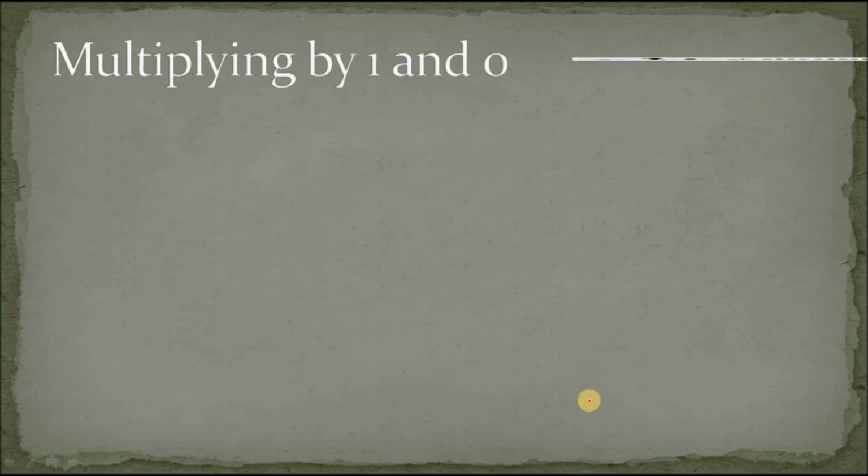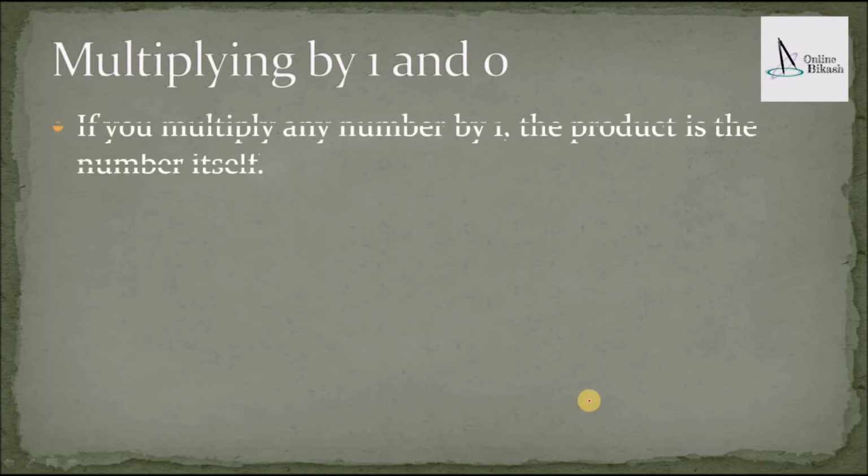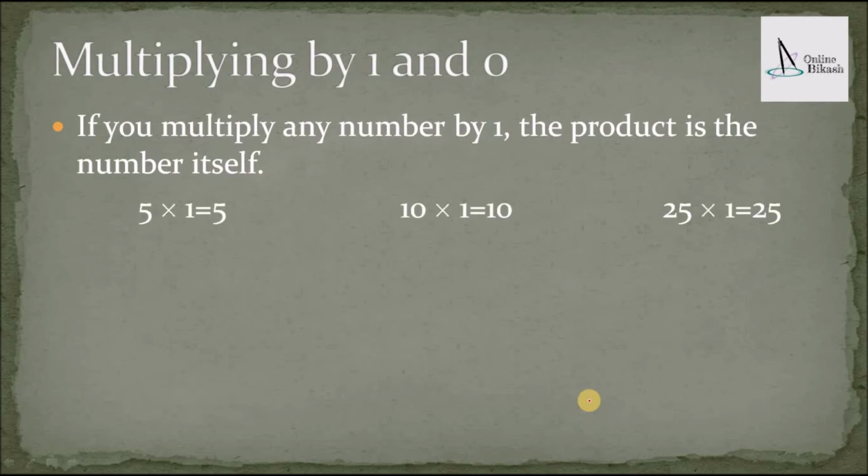Now multiplying by 1 and 0. If you multiply any number by 1, the product is the number itself. You see this example, 5 times 1 is 5. That means this 5 is multiplied by 1. What is the product? 5. So we are getting the number itself as the product. If you multiply 10 by 1, you will get 10 as the product. If you multiply 25 by 1, you will get 25 as the result. If you multiply anything by 1, the product is that thing only.